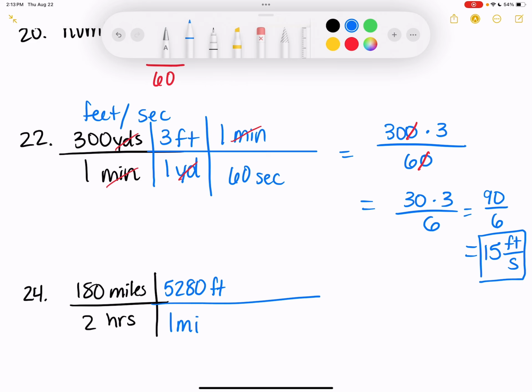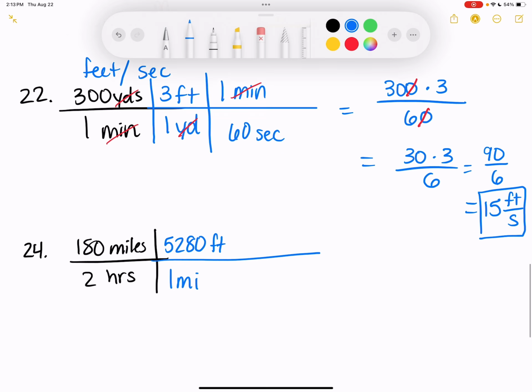So with this one, I have miles on top. I need feet. So I know that 5,280 feet are in a mile. So I want miles on the bottom so that when I do this, I can cross out miles, and I'm left with feet on top.